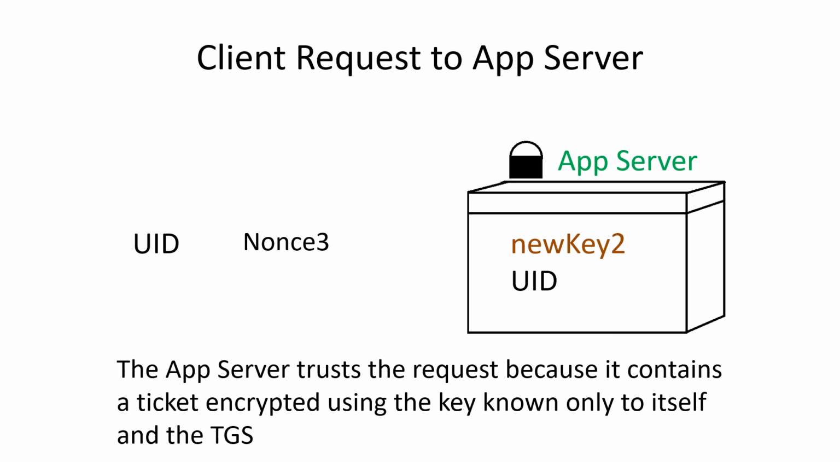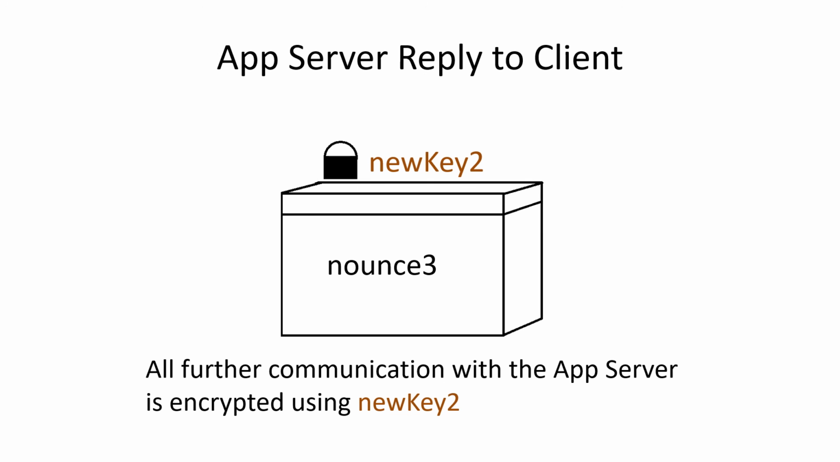and now has that new key that now the client knows and the application server knows. And so now the application server sends a reply back to the client with that third random number, the nonce 3, encrypted with the key that it's going to share between the client and the application server. After this, they use that second key for all the communications. So everything they send between the server and the client is encrypted with new key 2. And again, only the client and the application server know that key.